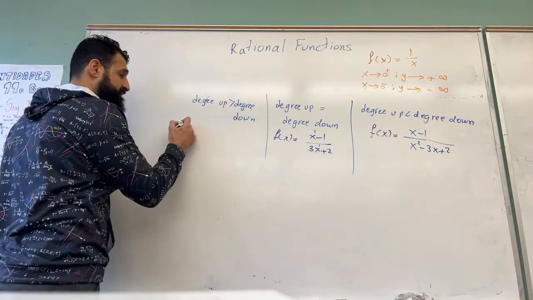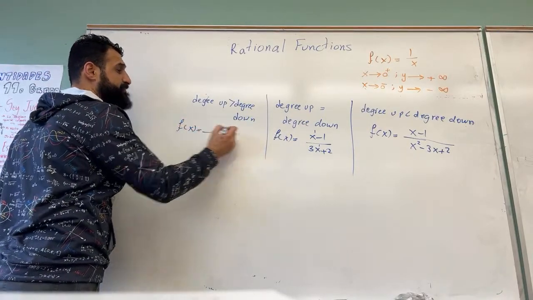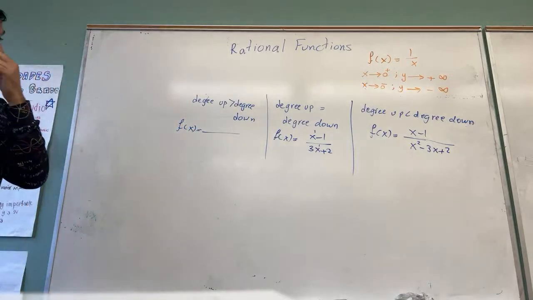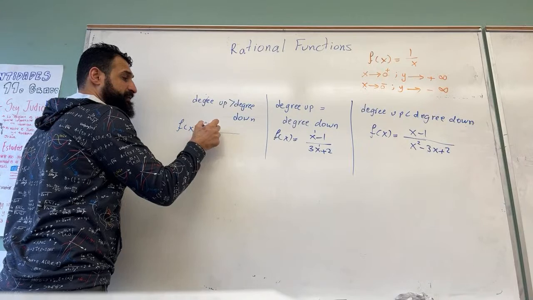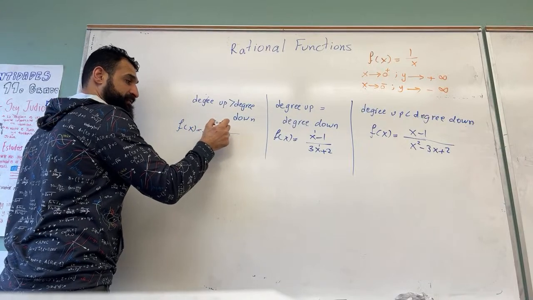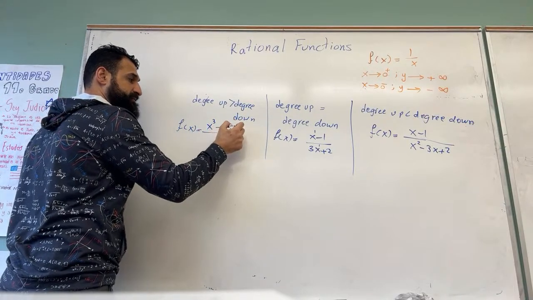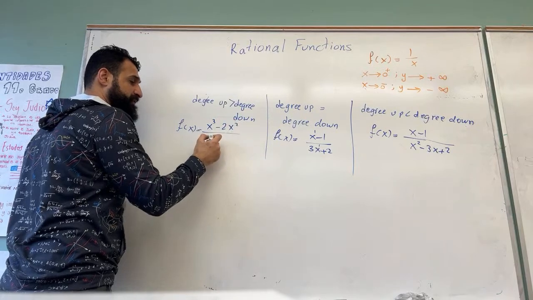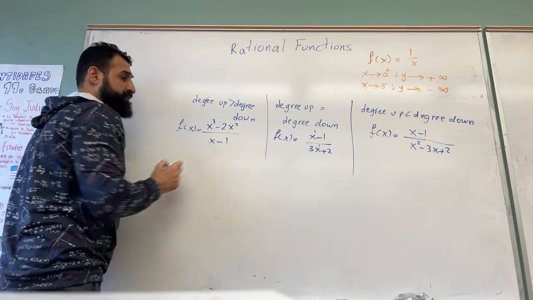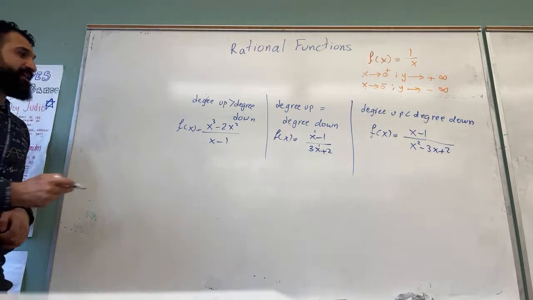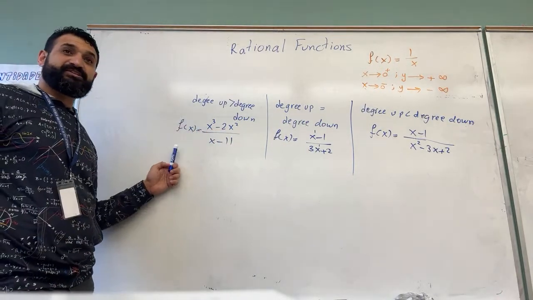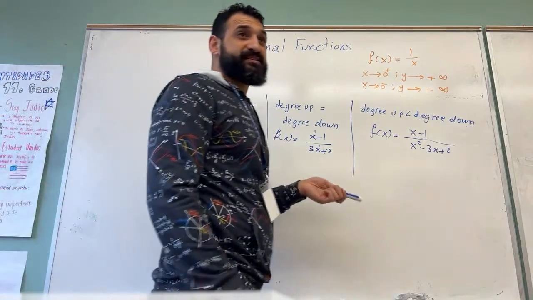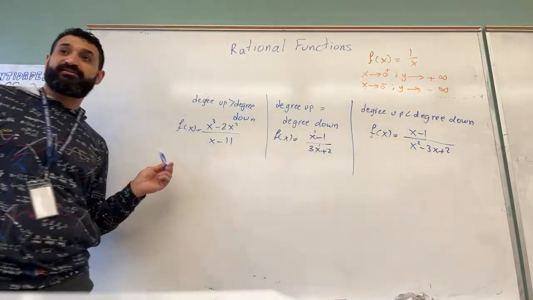Carlton, what's the difference? Example, please. f(x) equals, degree up greater, huh? Be careful. x to the power of 3 minus 2 over x minus 1. Good job. Degree up is 3, degree down is 1. These are 3 cases. I will start with the first one.